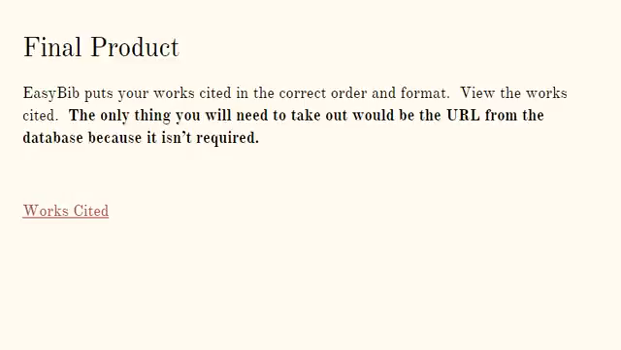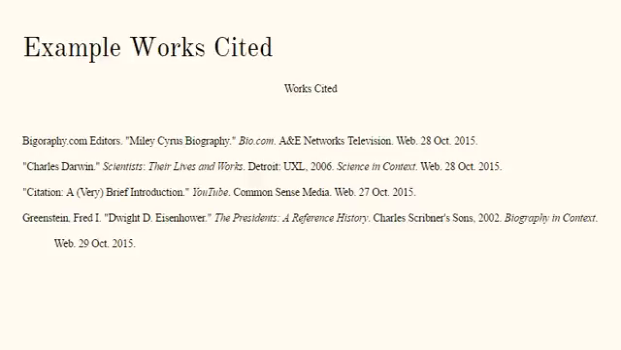The following screen and my last screen just has an example of a Works Cited page. If you'll notice, everything is in alphabetical order. It tells us whether the information is web, whether it's print. There are not any URLs because it's super simple to go and find the information again based on what it gives you. So I'm hoping that this video helps you in what you need to do to cite your sources.